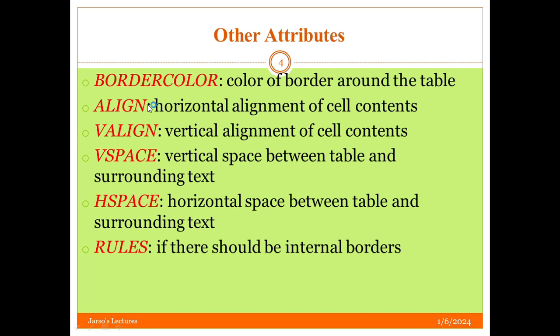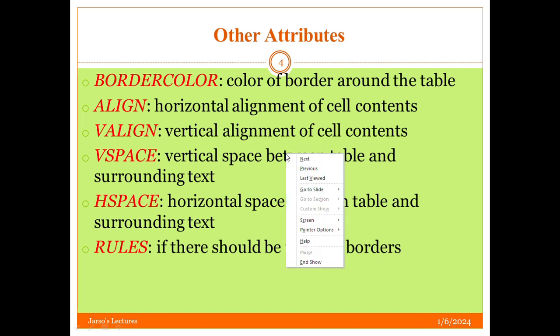The next one is alignment, to put the table at the left, the center, or the right. Vertical align sets the vertical alignment of cell contents. Vertical space gives vertical space in between the table and surrounding text, and horizontal space gives horizontal space between the table and the surrounding text. Rules are used if we need to put internal borders of a color. Let us see what this means practically.